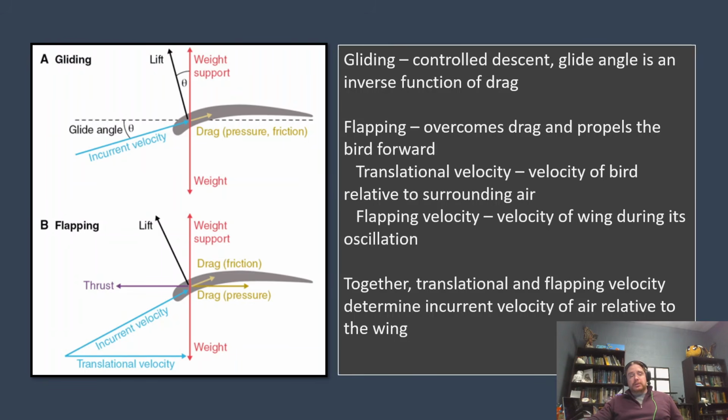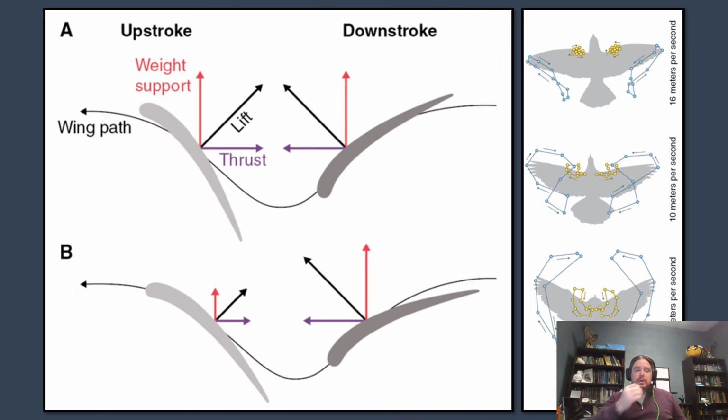That is how birds move forward, by flapping. That's how birds generate thrust. There's a really, really interesting thing to think about when you think about flapping. And this is true for any animal that has a similar mechanism to flapping.